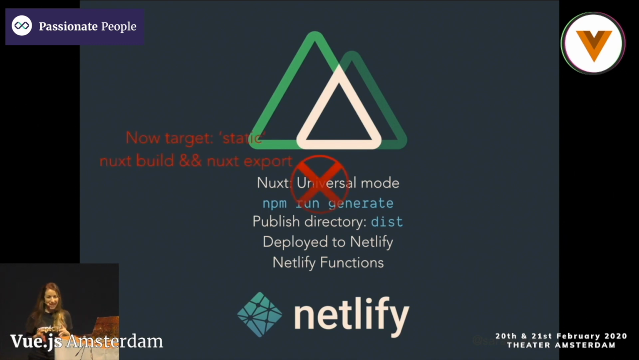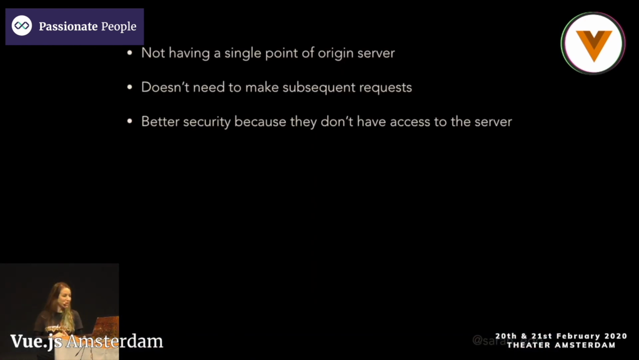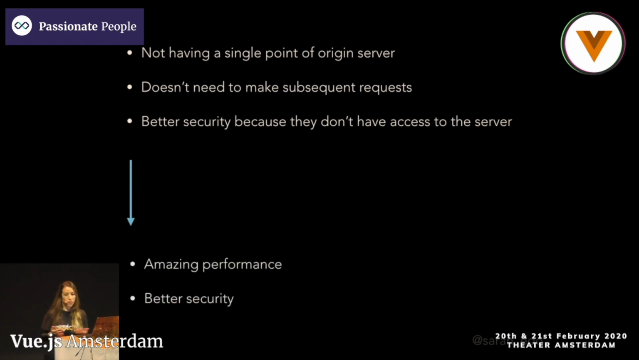As of yesterday, as we heard from Sebastian, we are now going to set the target to static, and we're going to use nuxt build and nuxt export in order to use their static version. And that's 2.12, I think. I'm looking at Sebastian in the audience. Okay, so why do we do all of that? We are no longer having a single point of origin server where your proximity to it determines how fast the connection is. It doesn't need to make subsequent requests, and it's better security because they don't have access to the server. So that gives us amazing performance and better security.